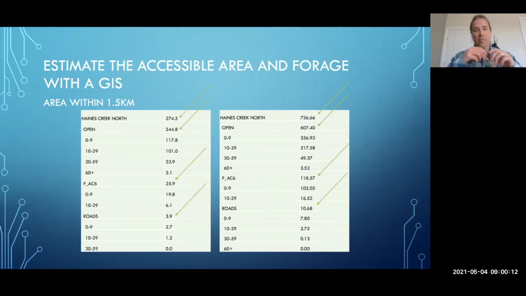And so the GIS analysis also assists with some of that. So if we have a fence line that runs through our buffer, obviously the livestock aren't able to access the forage resource on the other side of that fence, or if there's a highway going through it or something along those lines. But the GIS can give us very detailed information. And so our open range is 244.8 hectares of this 274, and aspen conifer mix is about 26 hectares, and then roads are approximately 4 hectares.